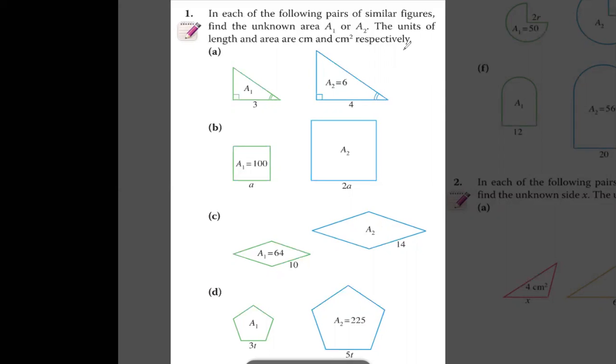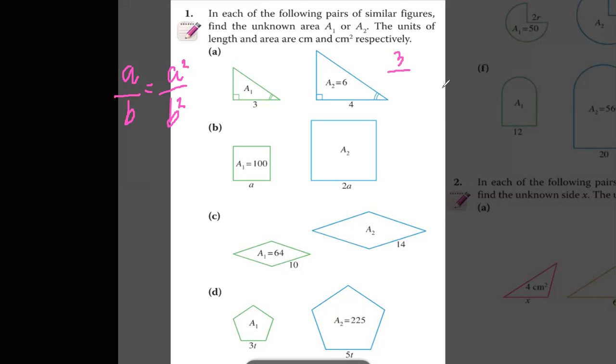you remember, if you want to find the ratio of the area, you just square the ratio of the sides. That's the conclusion of our activity before. So for this case, we're going to compare the base of each triangle. 3, 4.